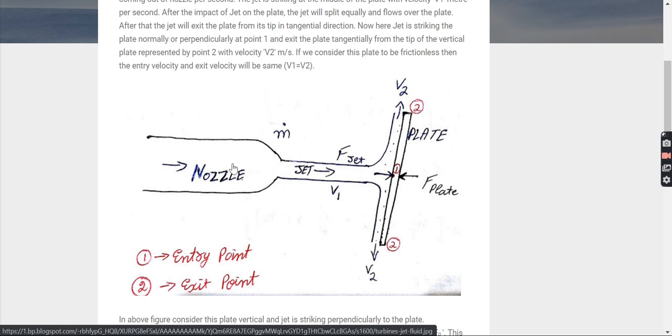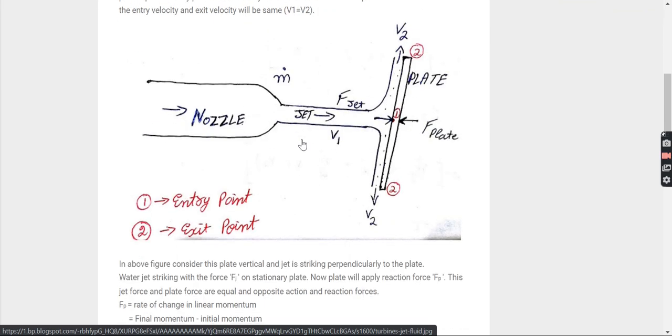Before starting with the impact of jet, we must learn about the forces. Basically, what is force? Force is nothing but rate of change in linear momentum. When we apply the force on any body, then its momentum will change, and this change in momentum will be represented by subtraction of initial momentum of body from its final momentum. Okay, force applied on a body is final momentum of body minus initial momentum of body. That's really simple. I hope you all know that.